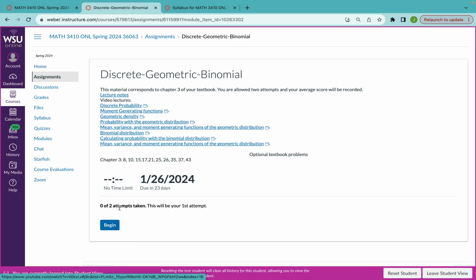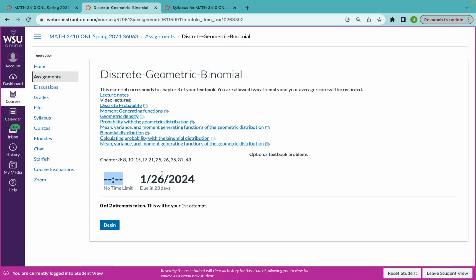Okay. Something that it says here is how many attempts you have. You have 2 attempts. Notice there's no time limit. It tells you when it's due. So one thing you might ask yourself is, when you take this quiz, you get 2 attempts. Your score that you get is the average of those 2 attempts.